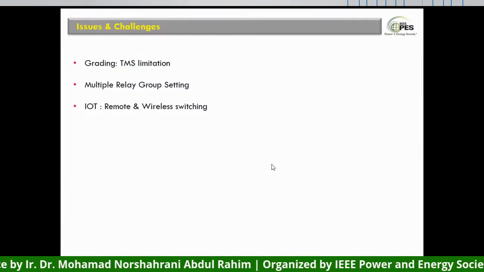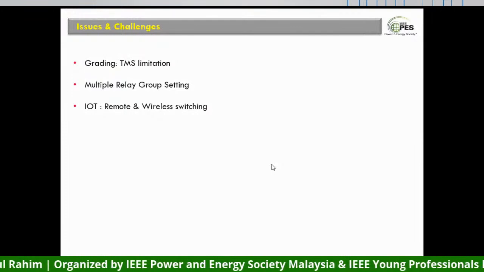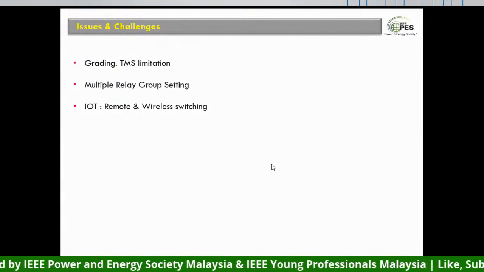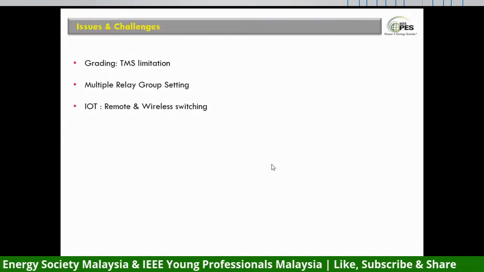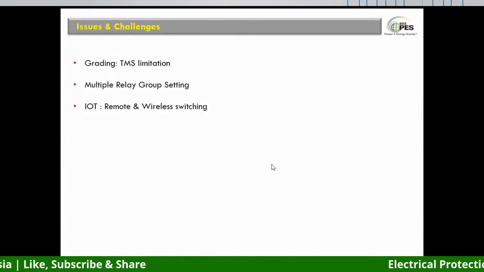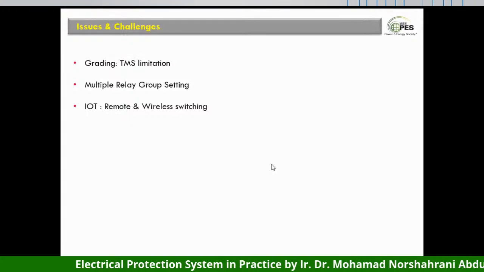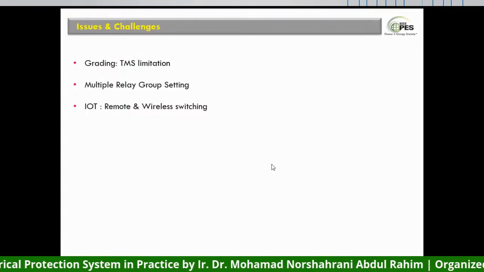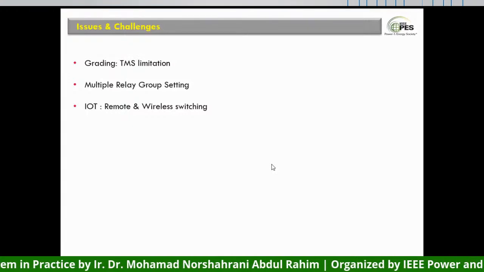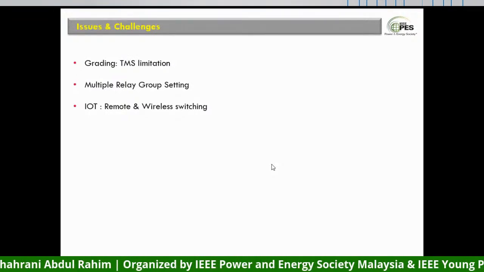Okay. Another challenge is the option of multiple relay group settings. These are options that need to be considered, especially when the features are there, but how about the communication or networking connection between these relays? Right? Okay. Another issue is the IoT, Internet of Things technologies, and the issues of remote and wireless switching.